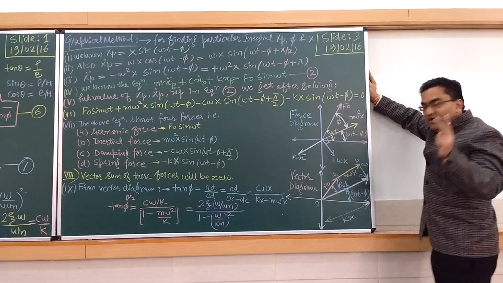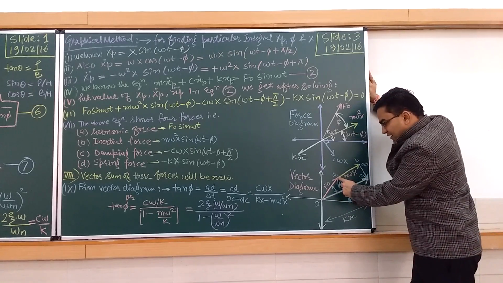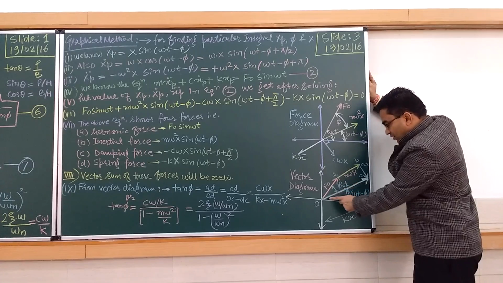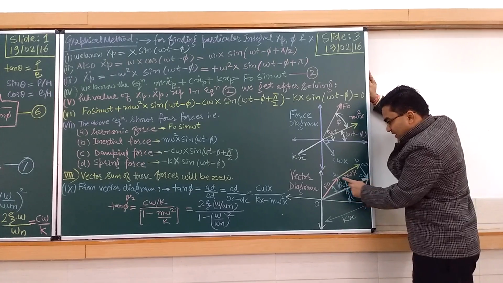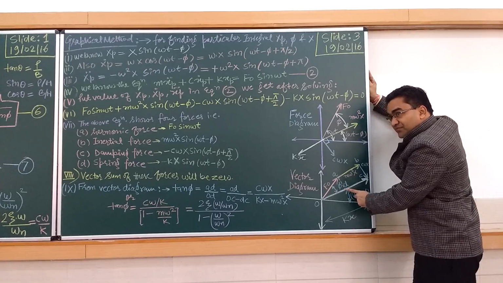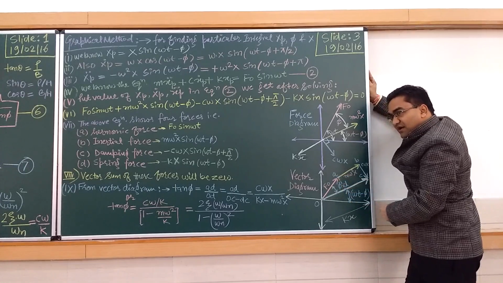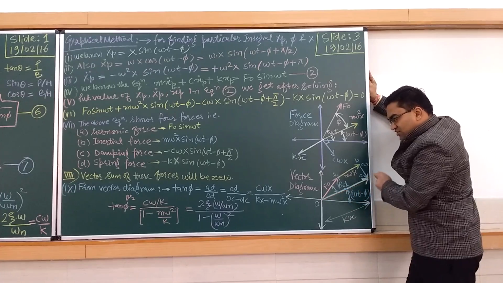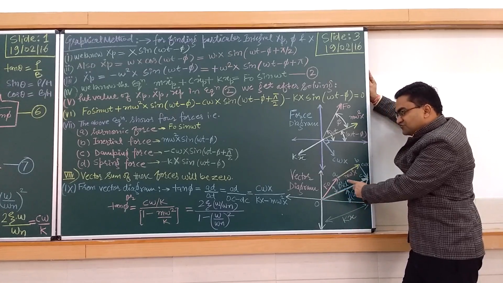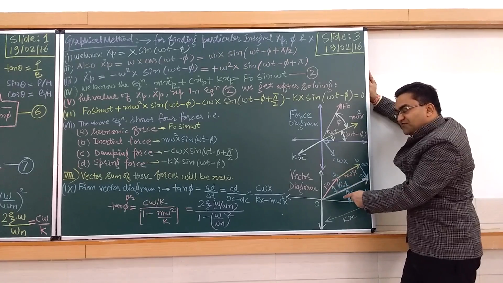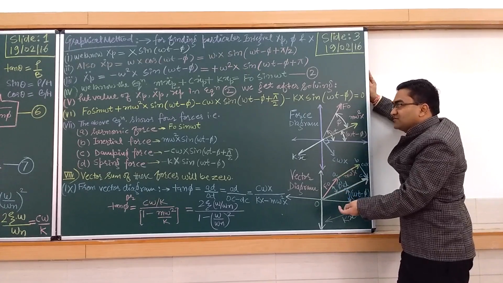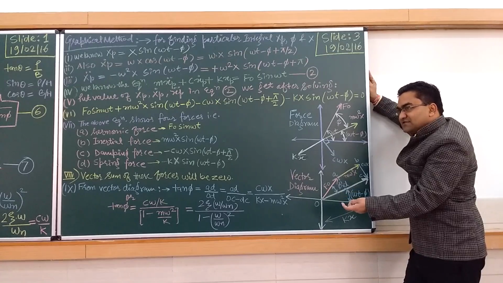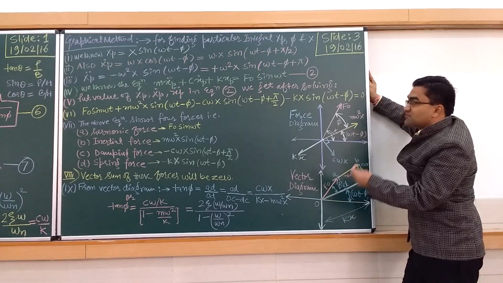Now we will do one more thing. We will drop a perpendicular from A on OC. The perpendicular is AD. Why do we drop the perpendicular? So as to solve it graphically for finding the values of phi, capital X and XP also.